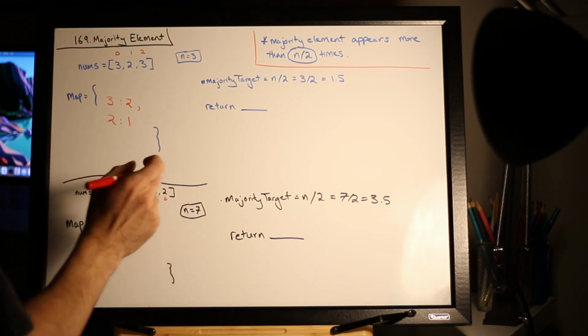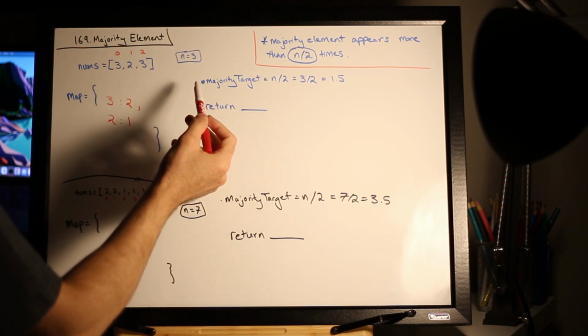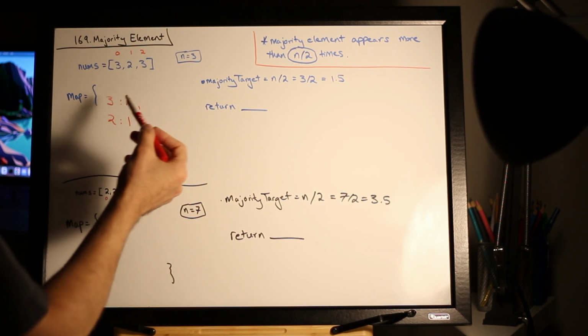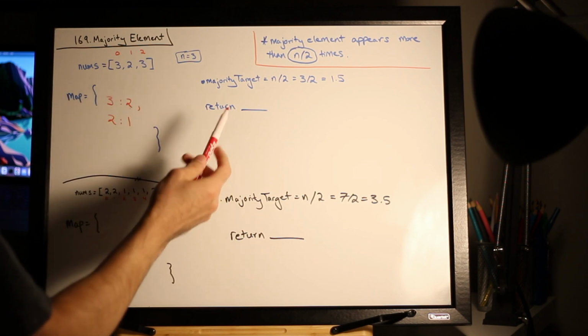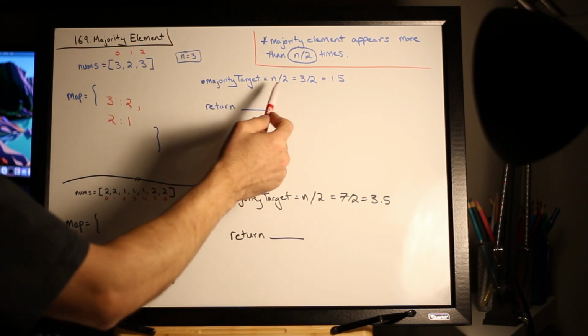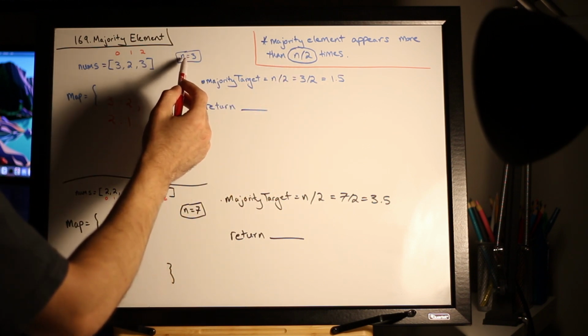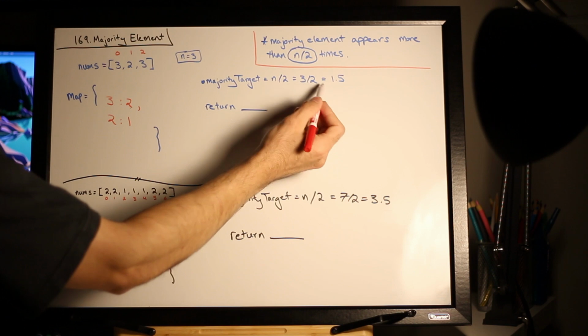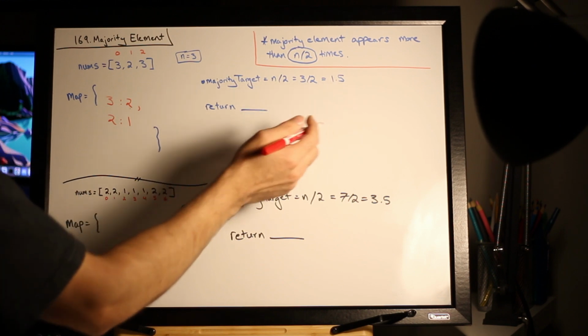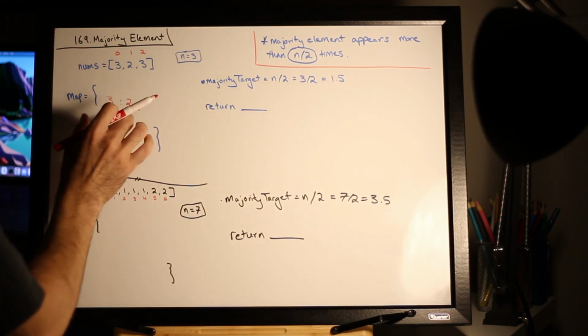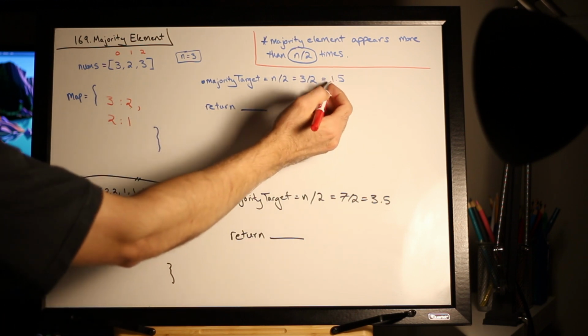Now that we've finished that, we can calculate a majority target. That's going to dictate whether we pick the right element. So this majority target is simply n over 2. N is the size of the array. It's n equals 3, so we do 3 over 2, and that's 1.5. So as long as we find something in our map that has a greater frequency than 1.5, that's going to be our majority element.